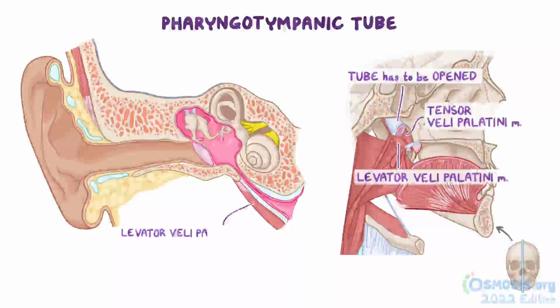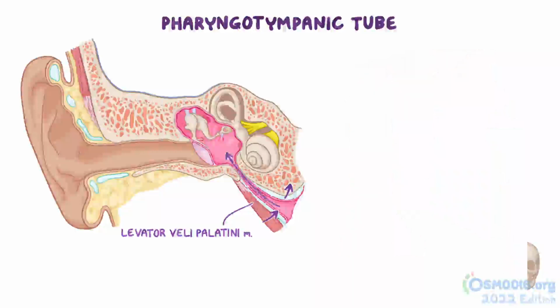The levator veli palatini muscle extends along the tube. When it contracts, it pushes on the wall of the tube, while the tensor veli palatini muscle attaches to the wall of the tube on the other side and pulls in the opposing direction. Here's a real-life example to illustrate this.